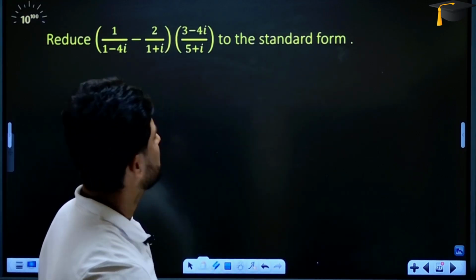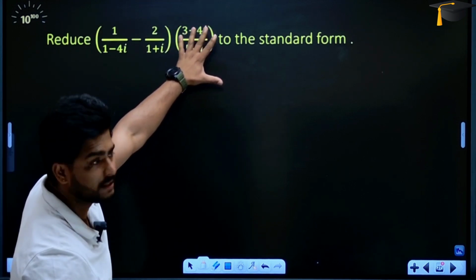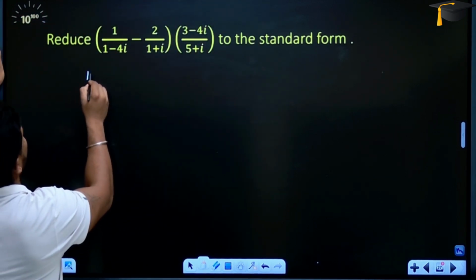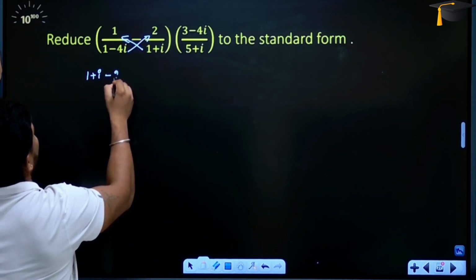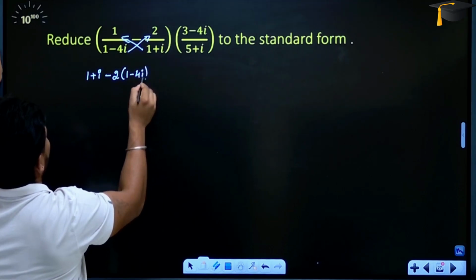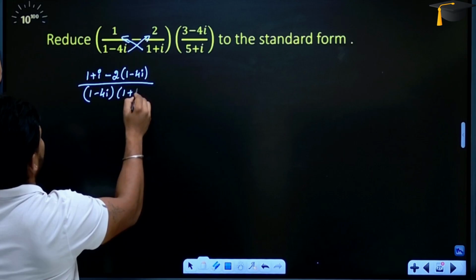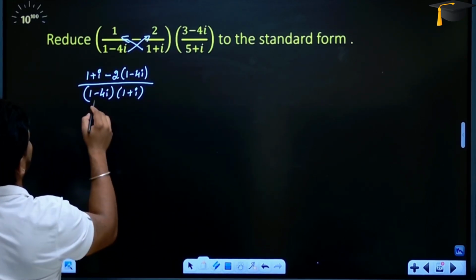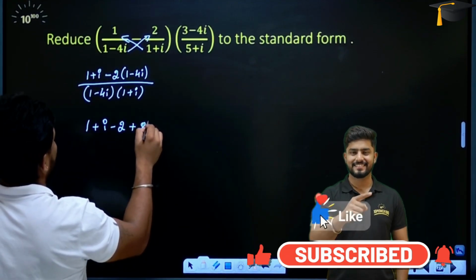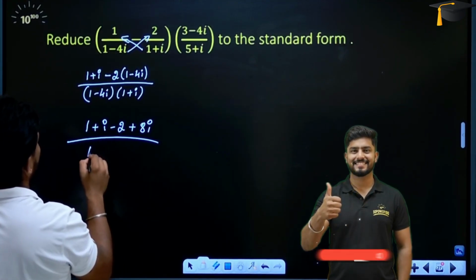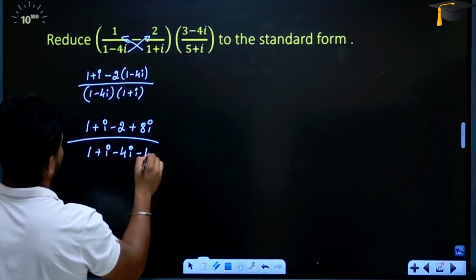Okay, reduce this to standard form. This is also very simple. First solve this one, keeping the other as it is. If you solve, we get 1 plus i. This you have to multiply here and this you have to multiply here. Minus 2 times 1 minus 4i, whole divided by 1 minus 4i into 1 plus i. So now if you solve this, 1 plus i minus 2 plus 8i, correct? Divided by 1 plus i minus 4i minus 4i square.